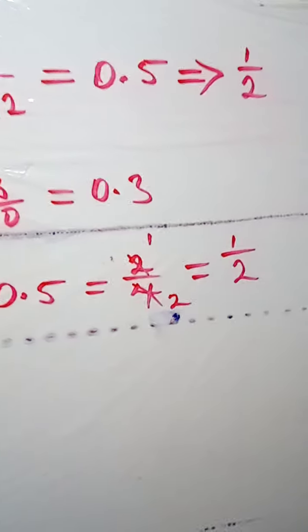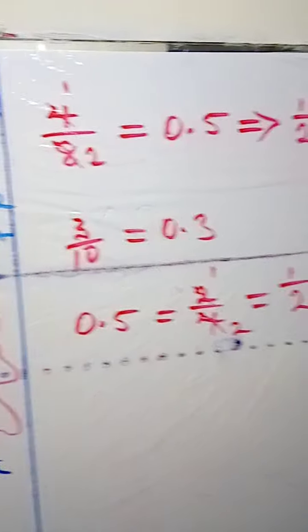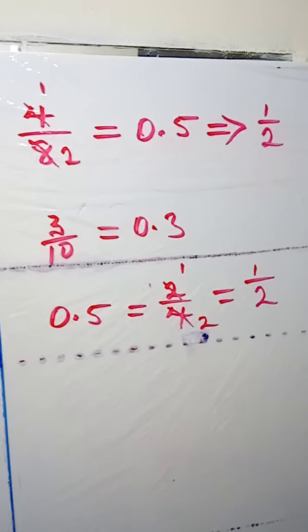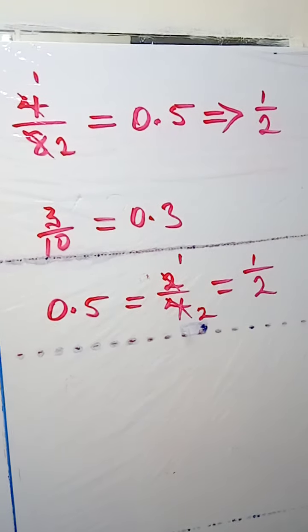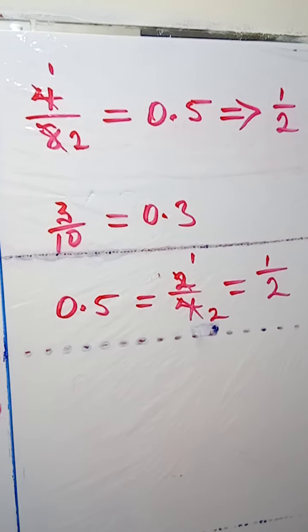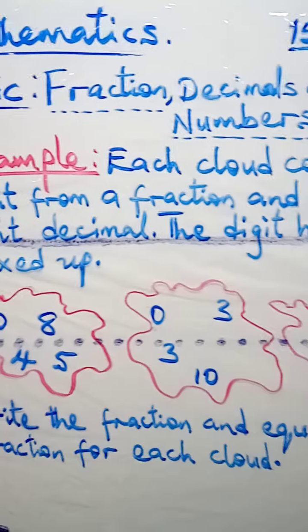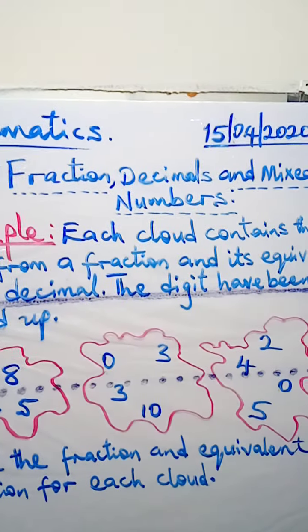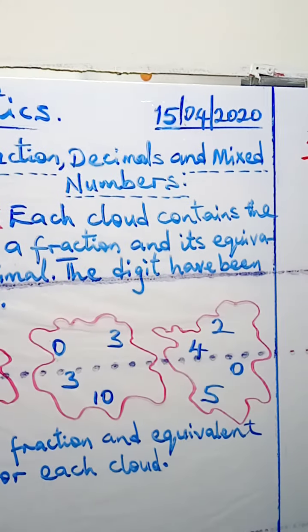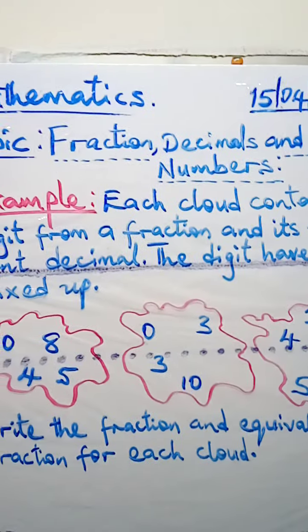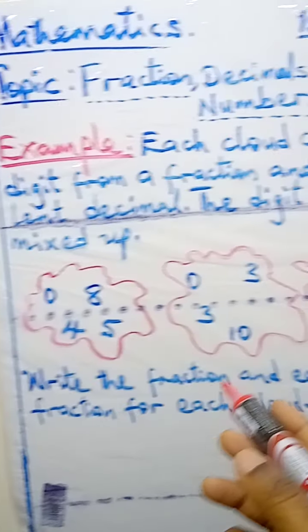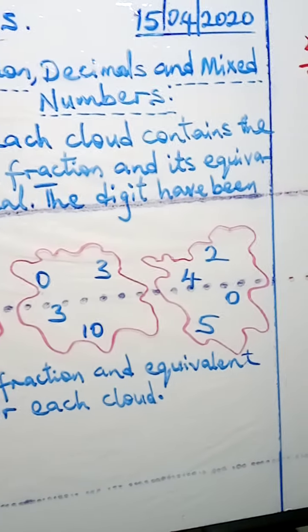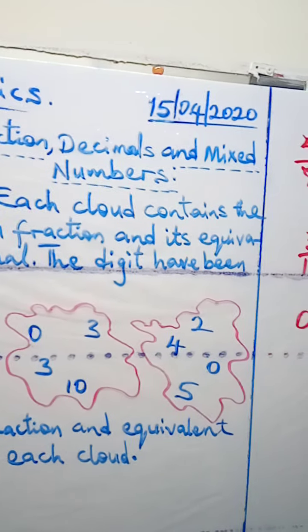So that is how far we can go for today. We stop here. In the next lesson tomorrow, we are going to solve the exercises in our learner's book. Use these examples I have given you. Remember, we are focusing on fractions, decimals, and mixed numbers. Now we have solved these examples. Tomorrow we continue with the rest of the exercises in our learner's book.